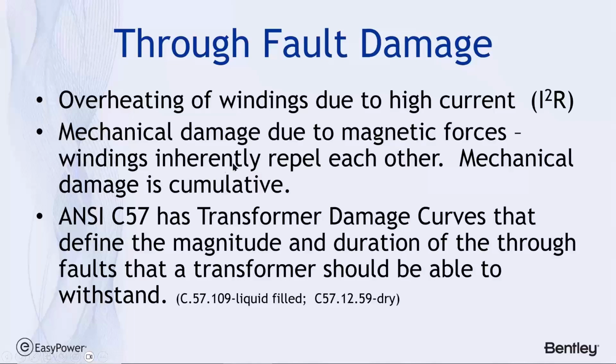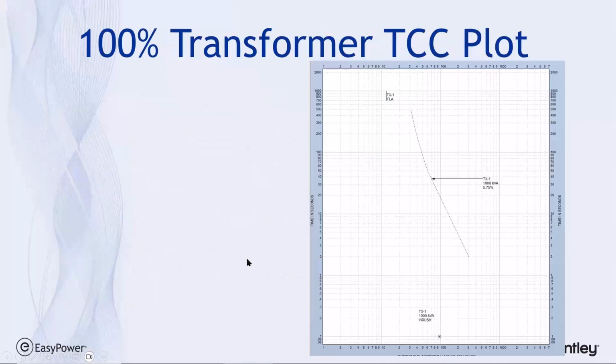And so the transformer needs to be designed with protection to a certain level, and we'll get into how they define that. ANSI C57 has transformer damage curves. I was corrected here recently that this is co-labeled. The IEEE versions of C57 have been updated. And transformer damage curves define the magnitude and duration of the through faults of a transformer that it should be able to withstand by design.